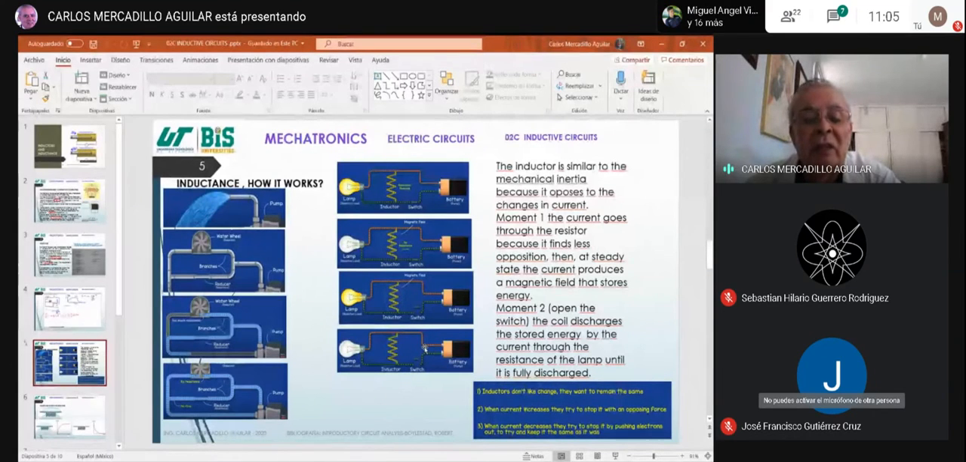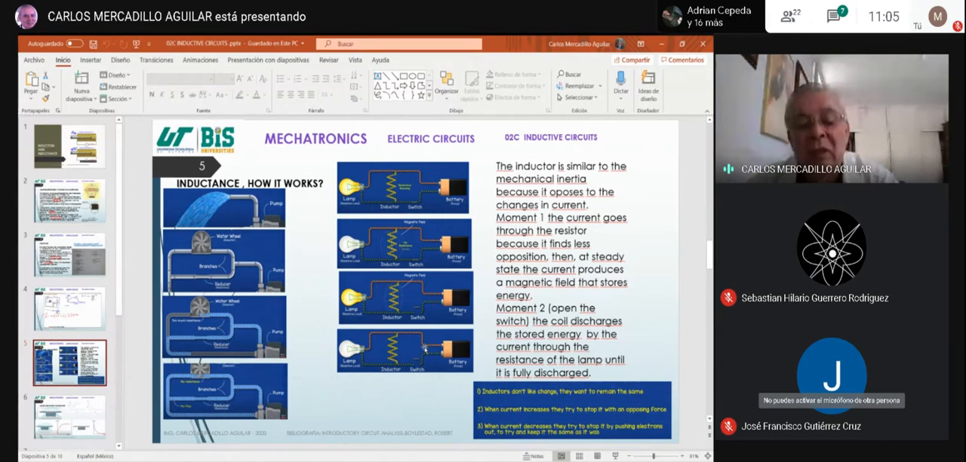The analogy consists in that the stream of water is like the electrical current. The pump is like the battery. The piping is like the wires. The reducer in the piping is like the resistor, and the water wheel is like the inductance.